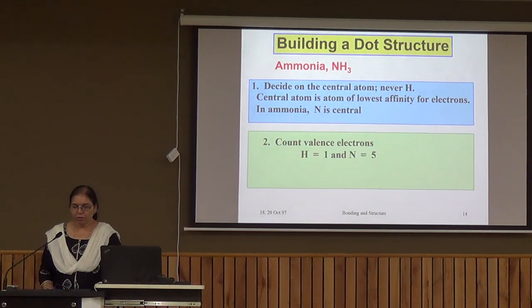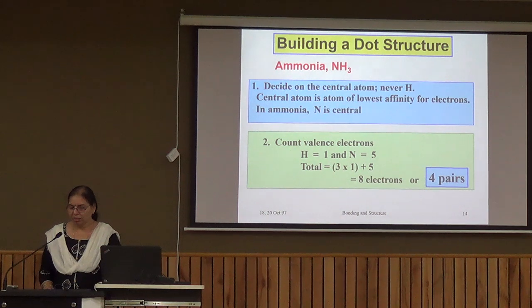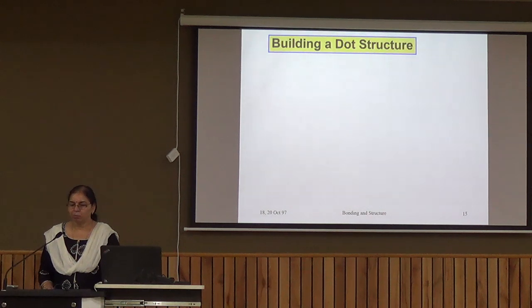Now count valence electrons. Hydrogen has 1 electron while nitrogen has 5 electrons. Total electrons, that is 5 plus 3 into 1, that is equal to 8. Means 1 electron each hydrogen atom is having, and 5 electrons are present on the nitrogen atom. Because 3 hydrogen atoms are there, that is why 3 into 1 plus 5 electrons are present in nitrogen. That is, total number of electrons are 8 and they will form 4 pairs.